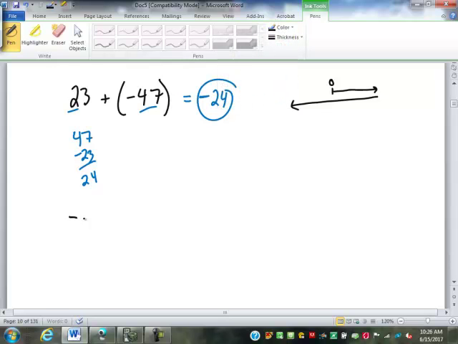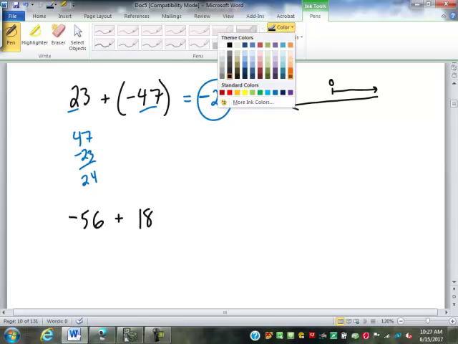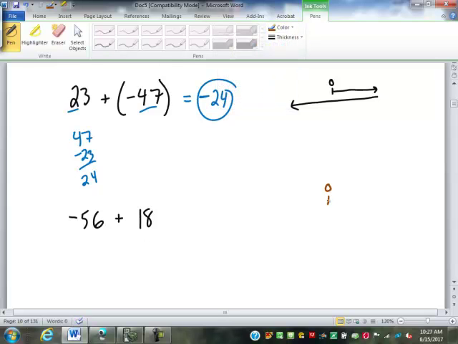We might have a negative 56 plus 18. So again, starting at 0, which direction do we go? Negative 56. From there, the 18, same or different? Different direction, longer or shorter? Shorter. So that's telling us, again, our answer is negative. And the arrows go opposite directions. So it's the difference between 56 and 18, which is 38. So negative 38.